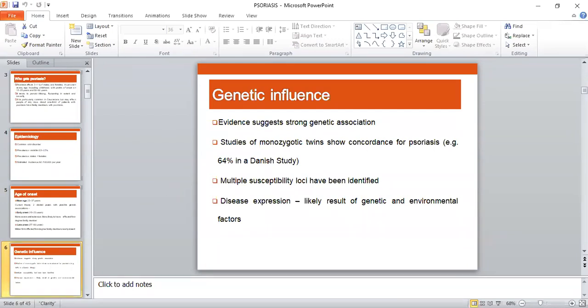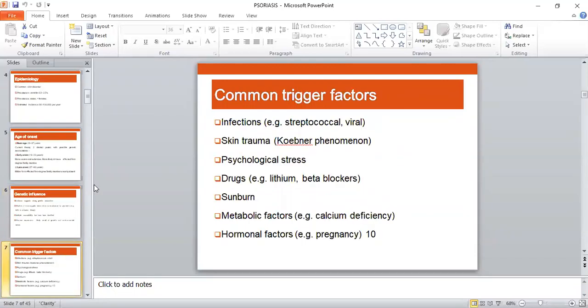The common trigger factors are infections, streptococcal, viral infections, any sort of infection can trigger this disease. Skin trauma is the Koebner phenomenon, where there is an injury or somebody scratches the skin, and this skin trauma is known as the Koebner phenomenon in this disease. And psychological stress may be important because it influences all the diseases and it can aggravate any sort of disease. And drugs, lithium, beta blockers, many drugs are involved, especially anti-malarial drugs, lithium, beta blockers, these are all drugs which can cause this disease.